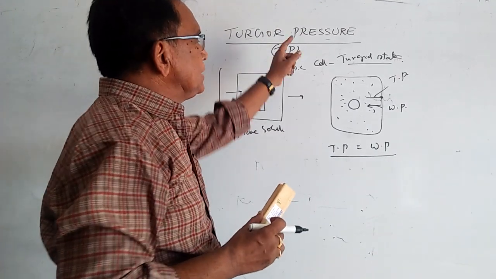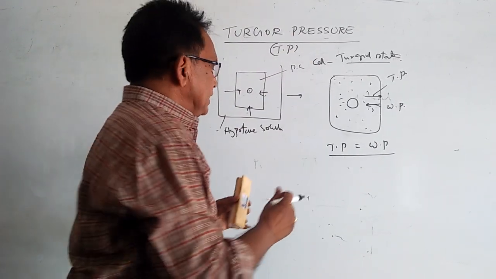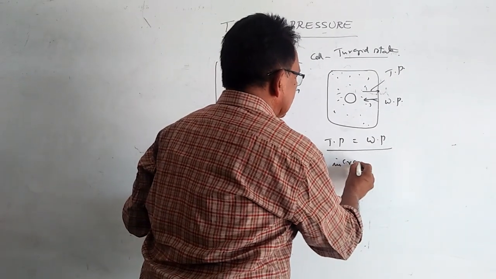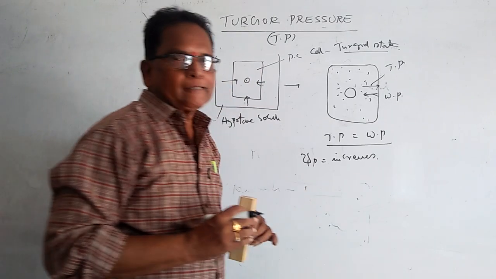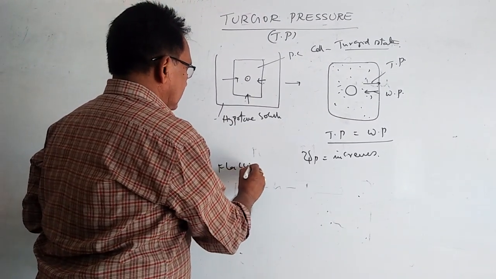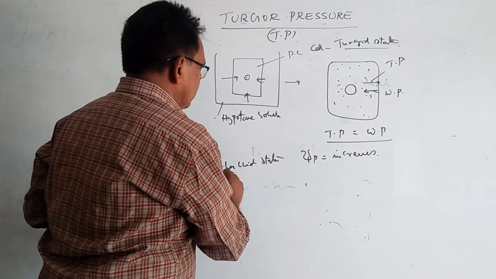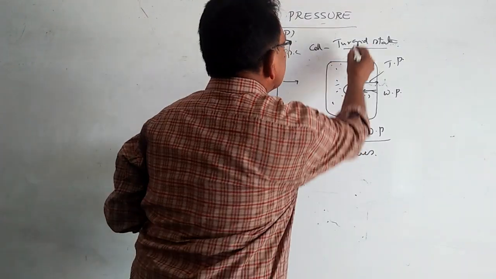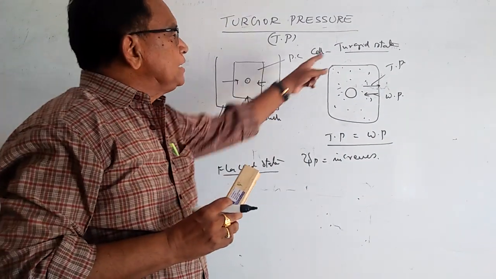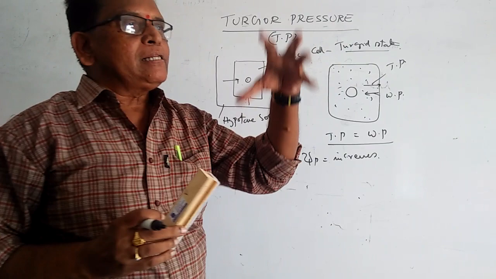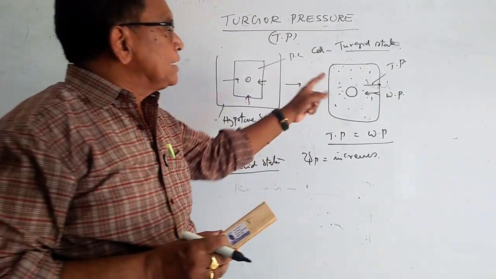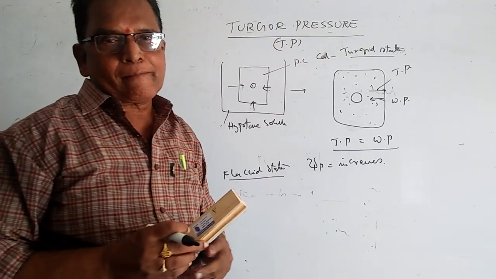Whenever a cell is said to be in a turgid state, its psi p value increases. You have to differentiate between the flaccid state and the turgid state. Whenever a cell is placed in water, that cell absorbs water and becomes swollen. In that condition, the cell is said to be in a turgid state.